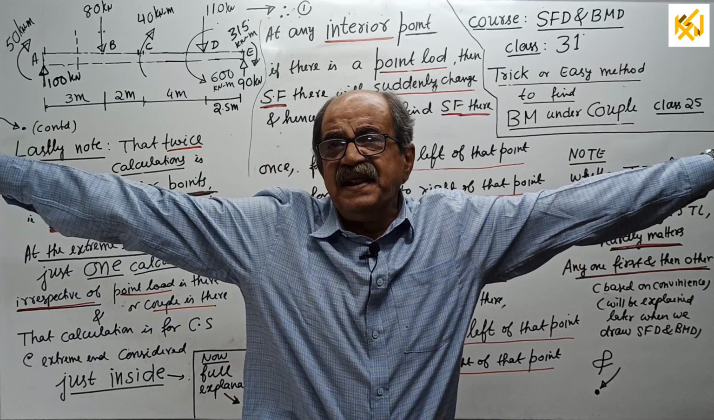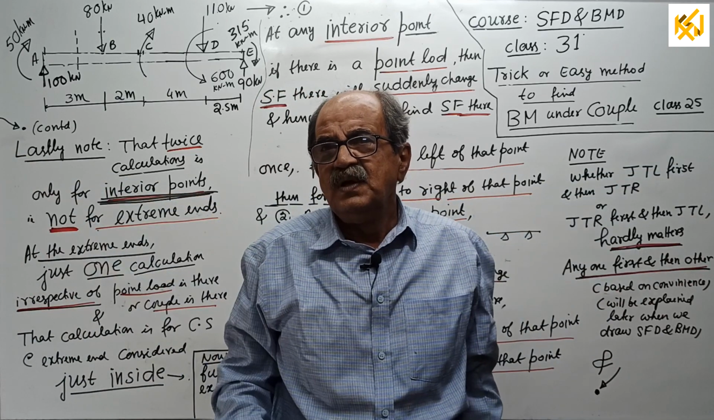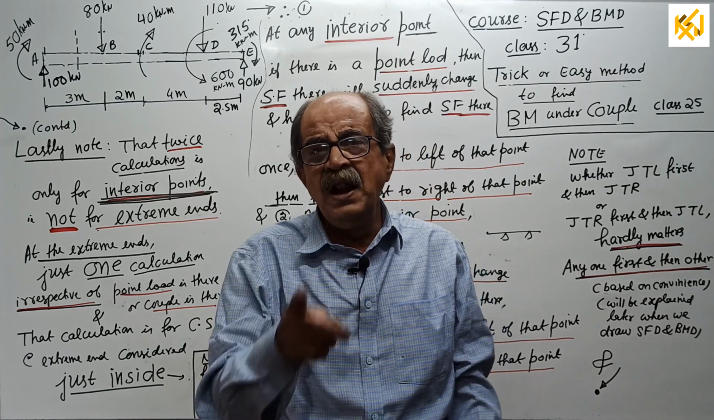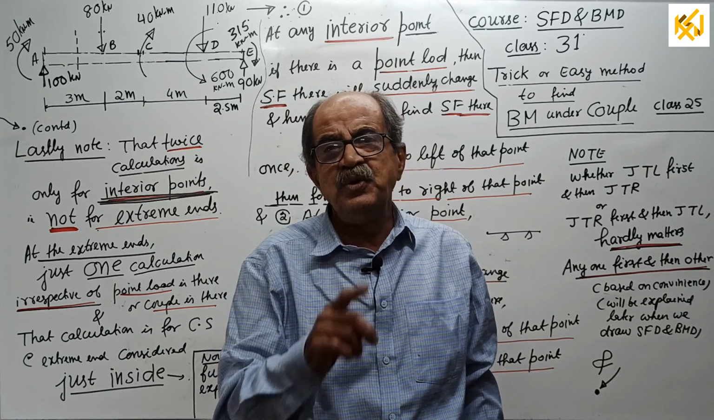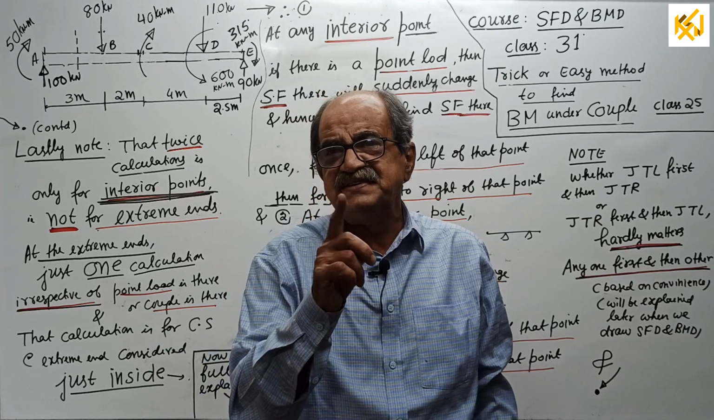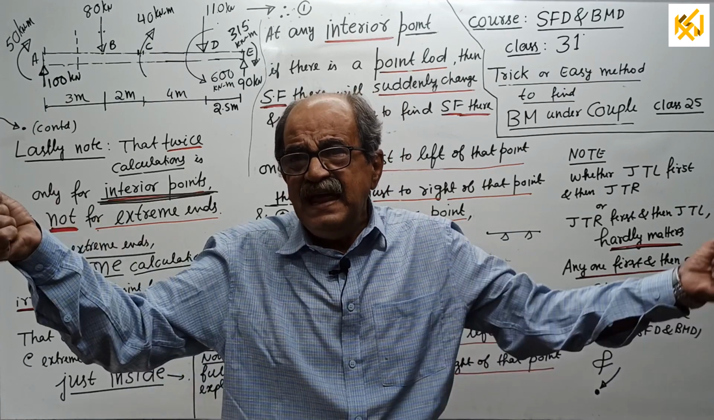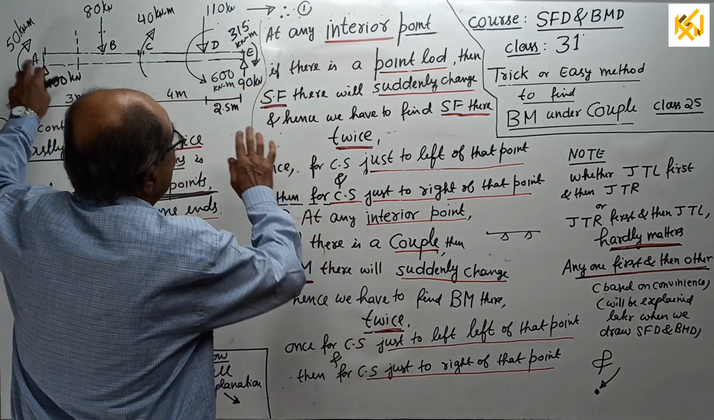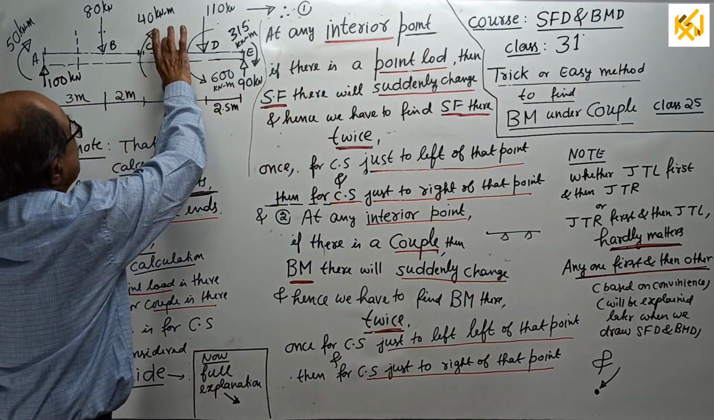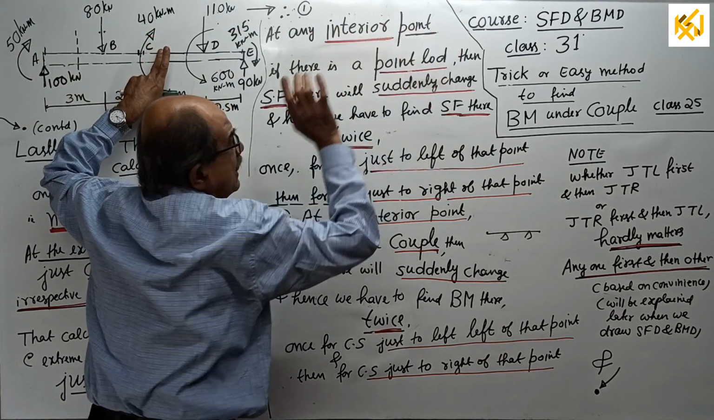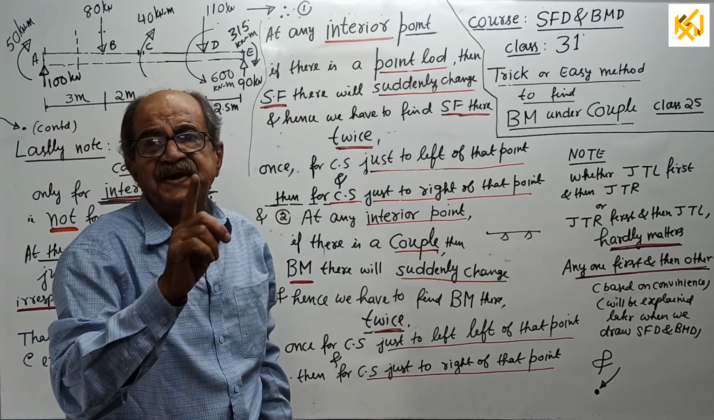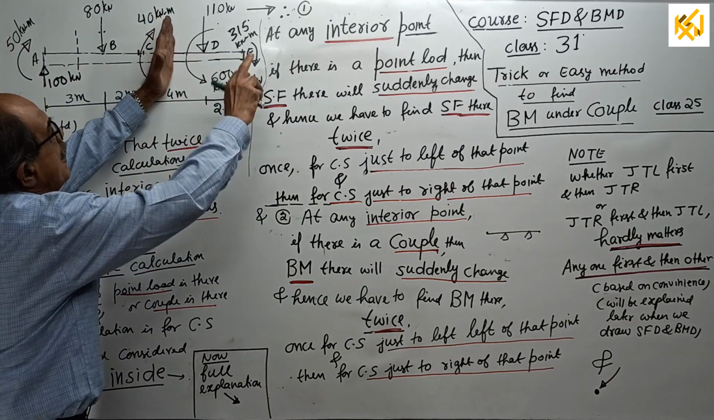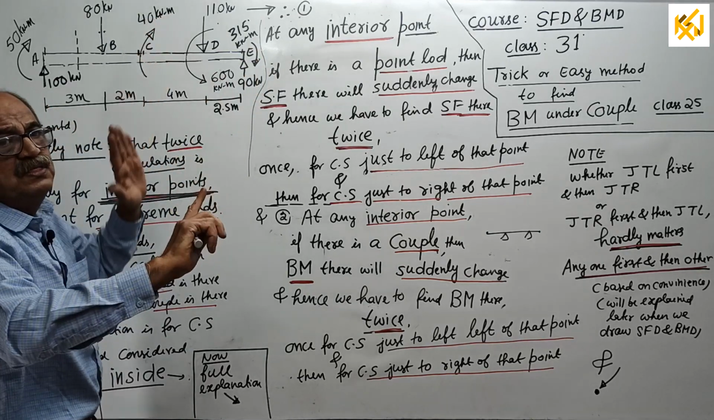But at the extreme ends, whether a point load is there or a couple is there, never bother. Only one calculation, and when you calculate that one, you consider a section slightly inside. Now, what I will do is remove everything here. Somewhere in the central portion, I will put the beam very clearly and I will tell you the trick. When you want bending moment, for this couple there is no confusion.